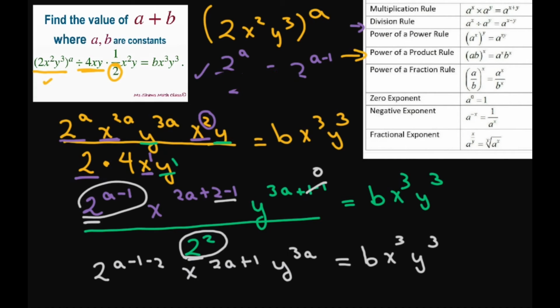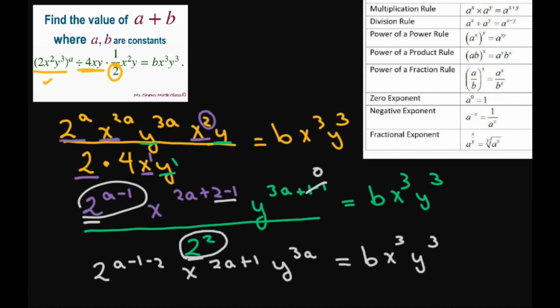I'm going to try to keep everything on here so we can see it better. I'm going to erase this. So basically, we need to find a and b. Well, for y, let's look at this. If you're going to equate coefficients, that means this has to match this. So these are our base y, base y. So that means you're going to have 3a equals 3. So a equals 1.